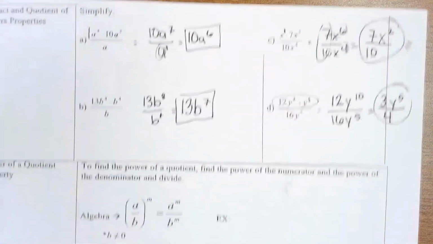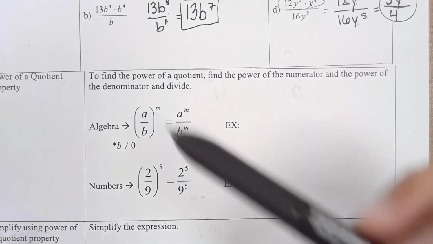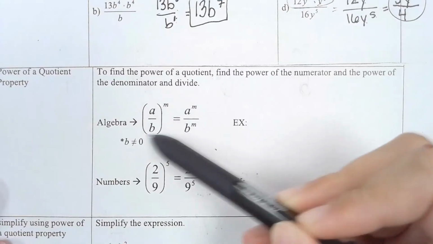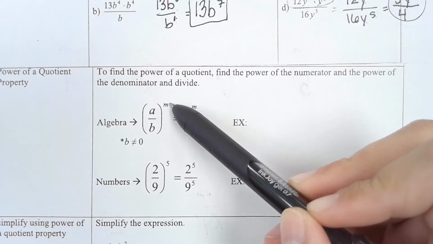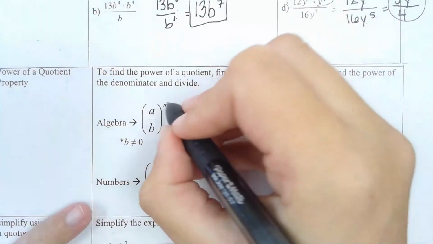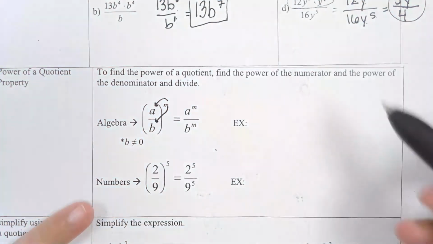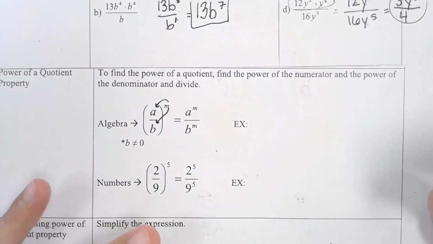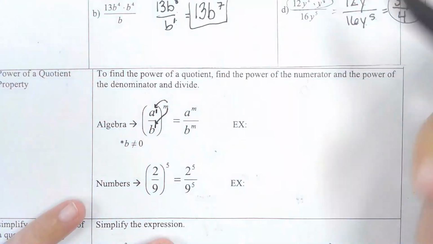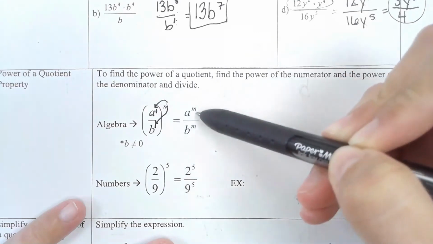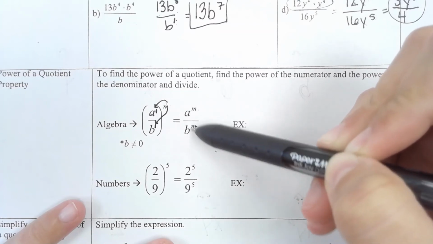Okay, so now let's talk about power of quotient property. So whenever you have your quotient, so whenever you have your fraction and you're taking this to a power, kind of like the power to the power, you are taking your exponent to all of the exponents in the numerator and in the denominator, and you're still multiplying, okay? So this would technically be a to the first, b to the first. So you're just taking m times 1, which is m. So it would be a to the m over b to the m.